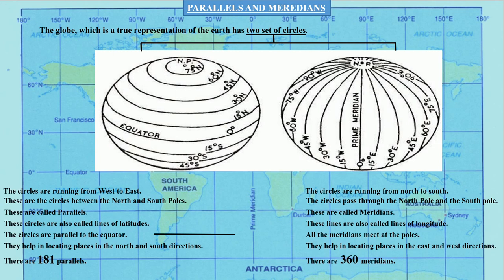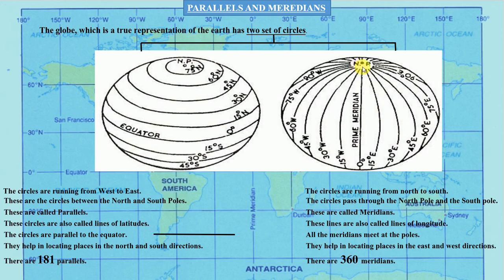Moving on to the second set of circles. As you can see here, the circles are running from north to south, and they pass through the North Pole and the South Pole. These are called meridians, and these lines are also called the lines of longitude. All the meridians meet at the pole, as you can see here.